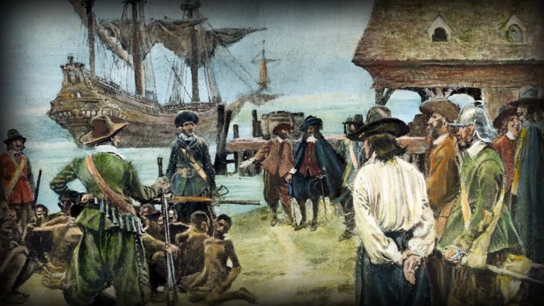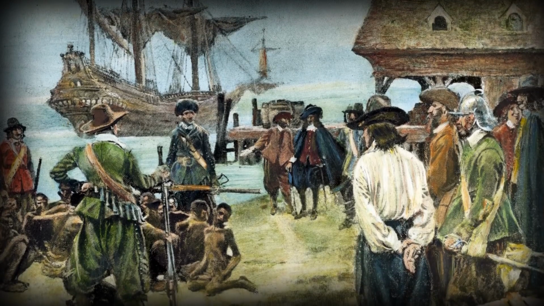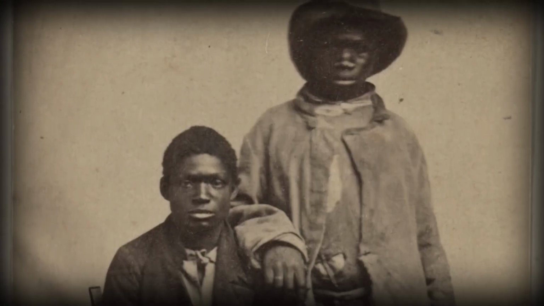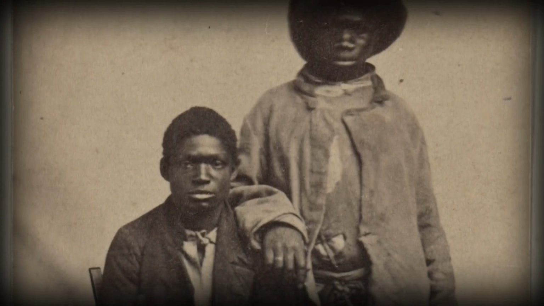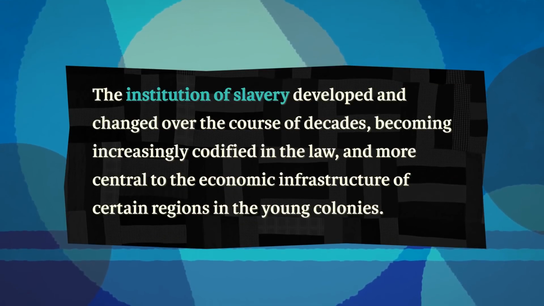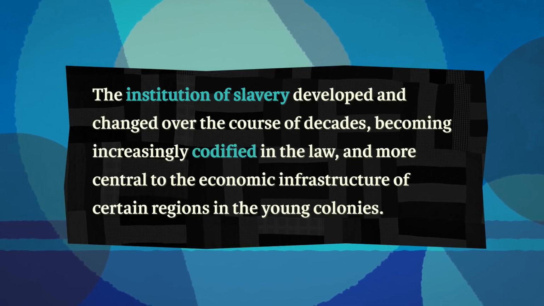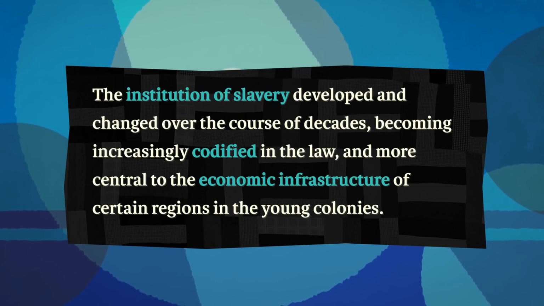history. Grounding ourselves in the origins of how captured Africans arrived in what would eventually become the United States provides us with an important opportunity to explore how the relationship between race, servitude, and bondage evolved over time. The institution of slavery developed and changed over the course of decades, becoming increasingly codified in law and more central to the economic infrastructure of certain regions in the young colony.